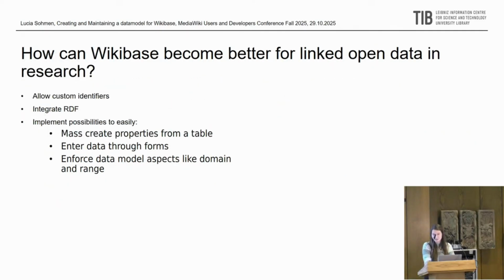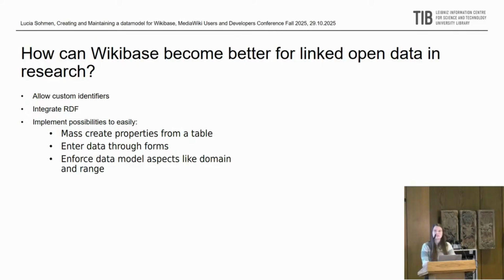And so considering all these challenges, we've thought about how Wikibase could become better for linked open data. The first point would be to allow custom identifiers so that the P and Q numbers aren't that important and you could query using these custom identifiers. And then you don't really have to have all these problems that I talked about before with those identifiers. And native integration of RDF would be great. So RDF mappings and the other things that I mentioned before.